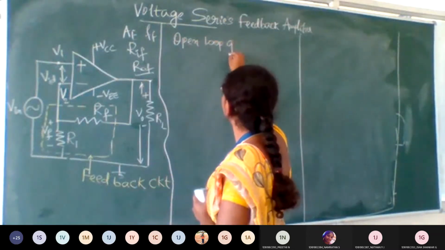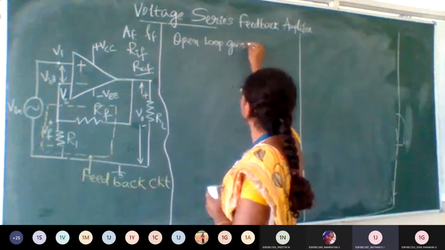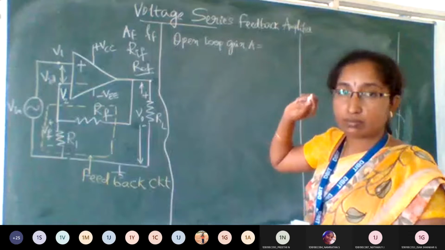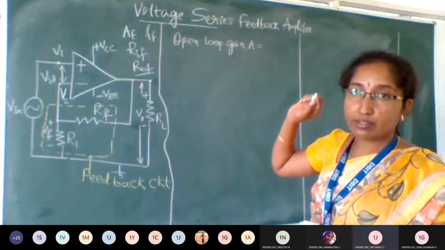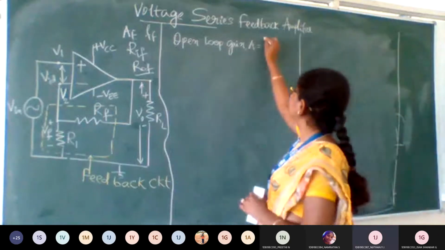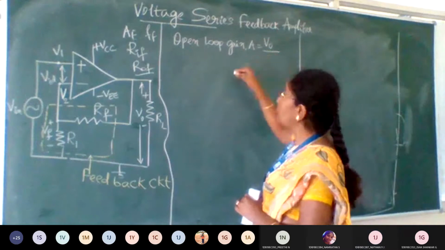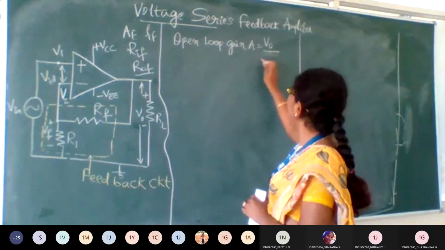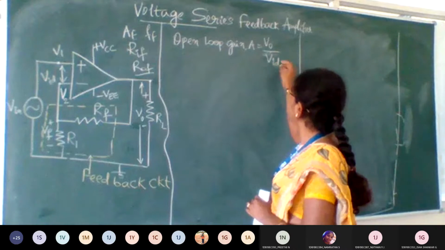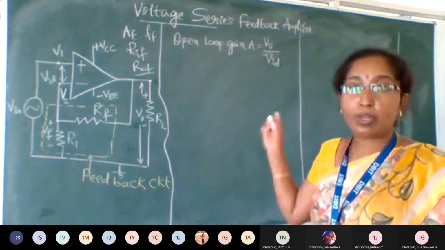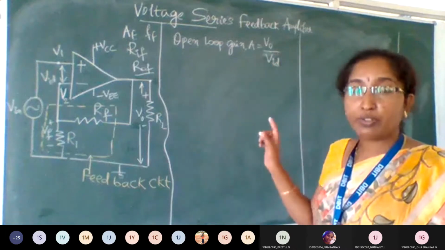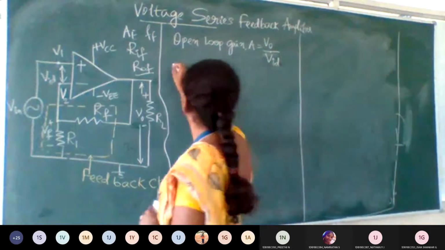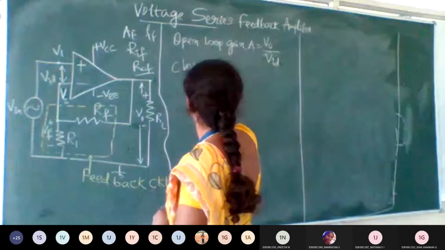Any idea? V out by V in, ma'am. Yeah, open loop gain will be output by input voltage. What input? We have two inputs here. So I am supposed to write VID. So V0 by VID. That is open loop gain. Here I am not talking about any feedback. It is open loop.